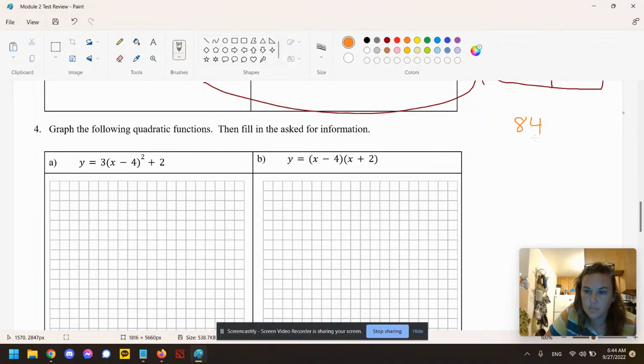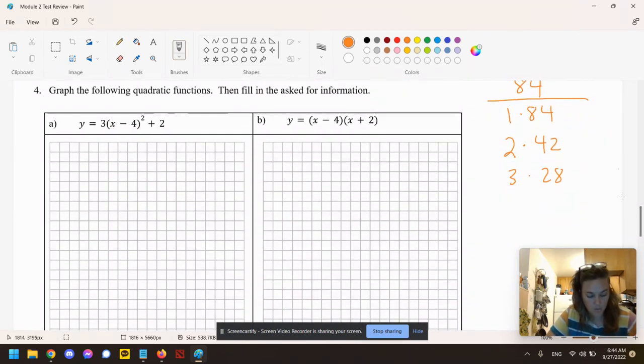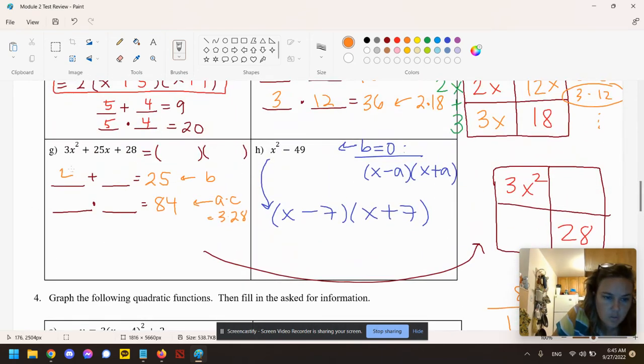All right, so 84 is 1 times 84, is 2 times 42. It is 3 times 28. Am I adding up to 25? Let's do it. Okay, 4. I think it's probably this one. Yeah, 4 times 21. These two add up to 25. So I'm going to put 4 and 21 here, 4 and 21 here, 4x here, and 21x here.